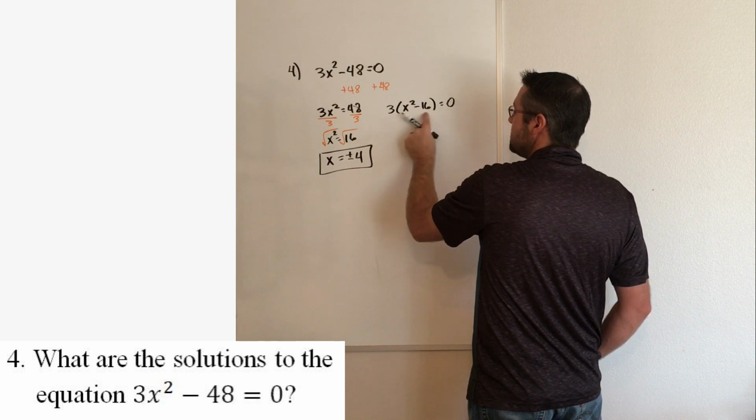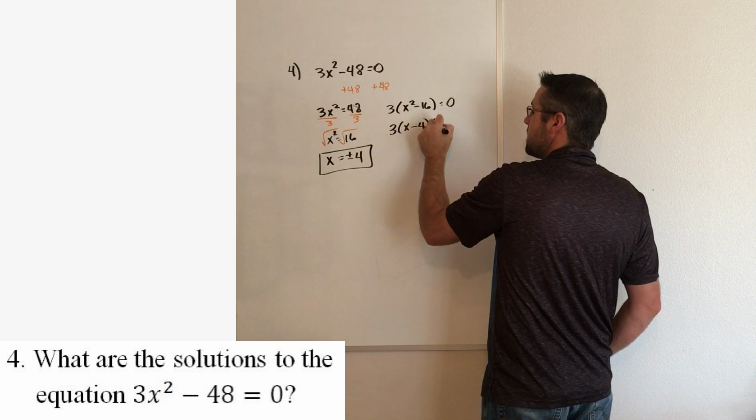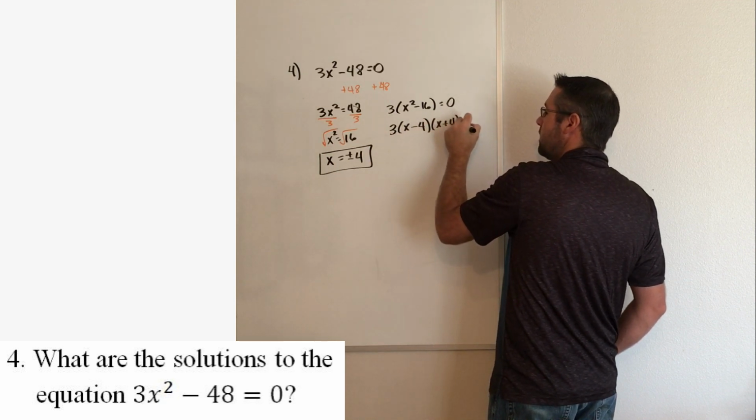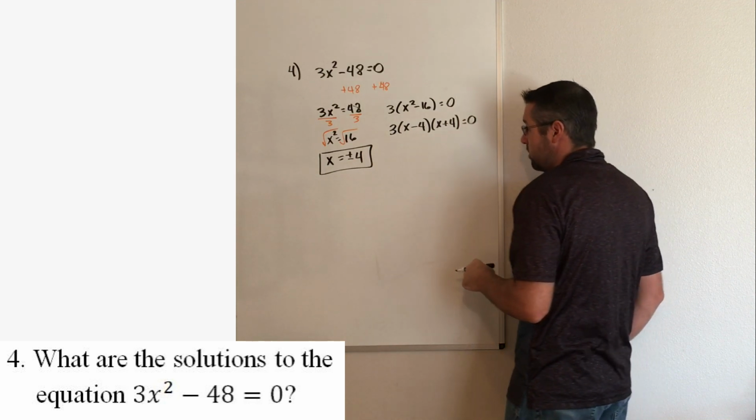You guys should recognize this as a difference of squares. So this factors to x minus 4 times x plus 4. Okay, difference of squares, that's something you're going to want to know. And then from here we can use the zero product property.